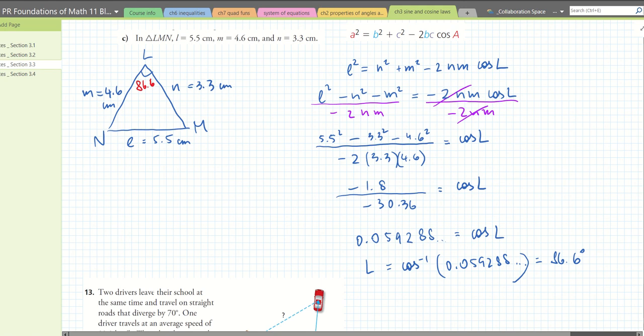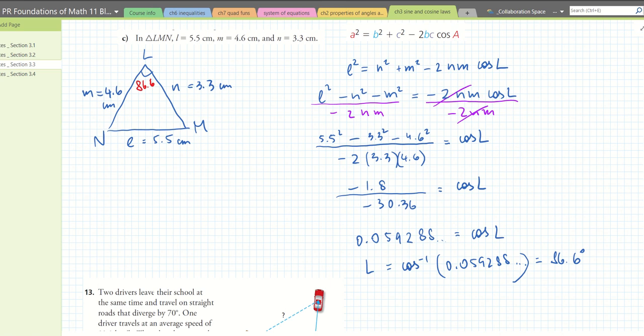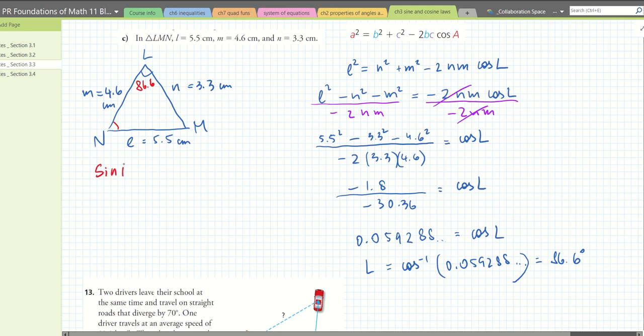Now, once you know one of the angles and you know all of the sides, it's easier to use sine law to find the missing angles. Let's say you want to find angle n, you're going to write sine n over side n equal to, we know sine of L now, so you're going to write sine L over side L, right? So with sine law, it's simpler because we just need to move this lowercase n to the top. So we get sine uppercase N equal to n times sine of uppercase L over lowercase l. Plug in the numbers.